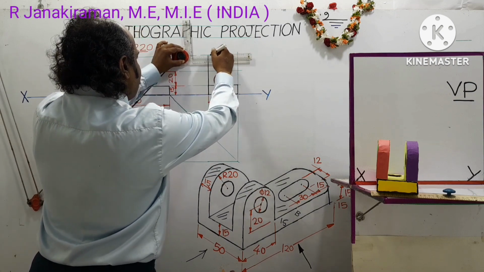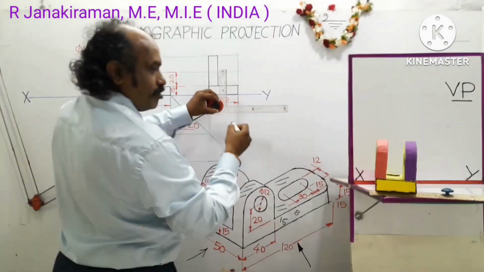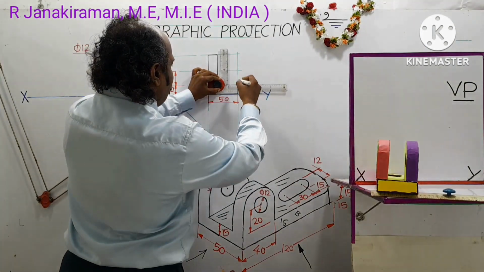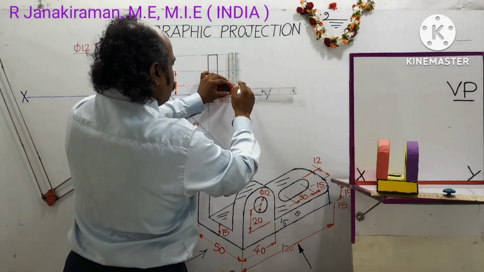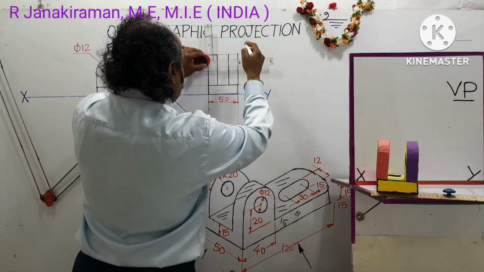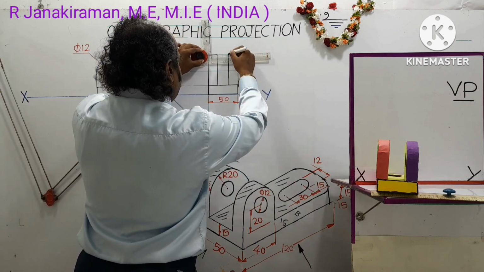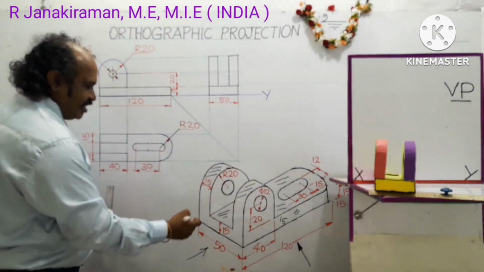And construct this vertical rectangle. Similarly, the blue color part is to be shown. So draw for 15 mm thickness, this will be 15 mm. Draw two parallel vertical lines, and draw one horizontal line. This line denotes the top surface. Okay, you have to imagine seeing in this direction.